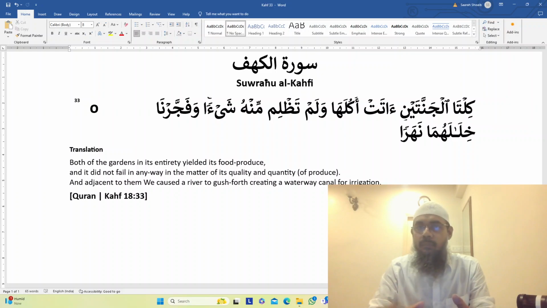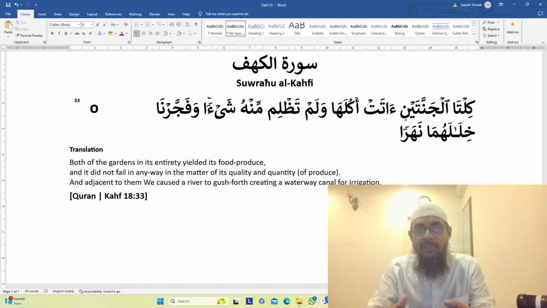And now, Fajjarna means to cause to gush forth. We, the na is there. Fa'alna, that pattern. And we caused to gush forth. And what did we cause to gush forth? Hilalahuma. The huma references the two gardens. That's in dual. So, adjacent to them, adjacent to the two gardens. That's what the dual references.